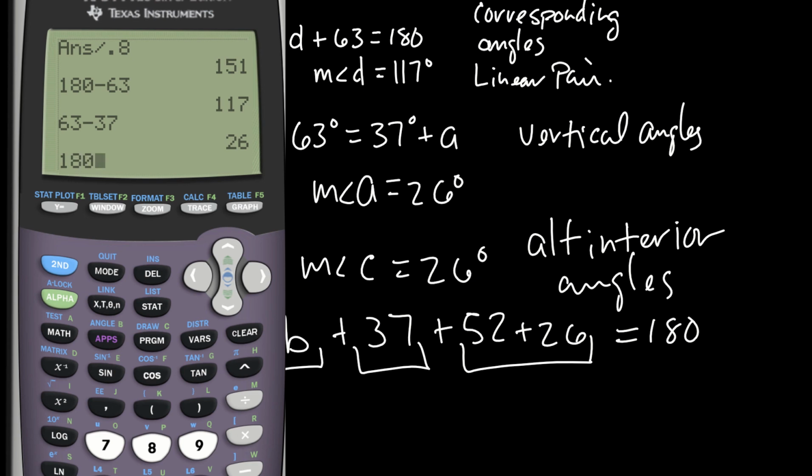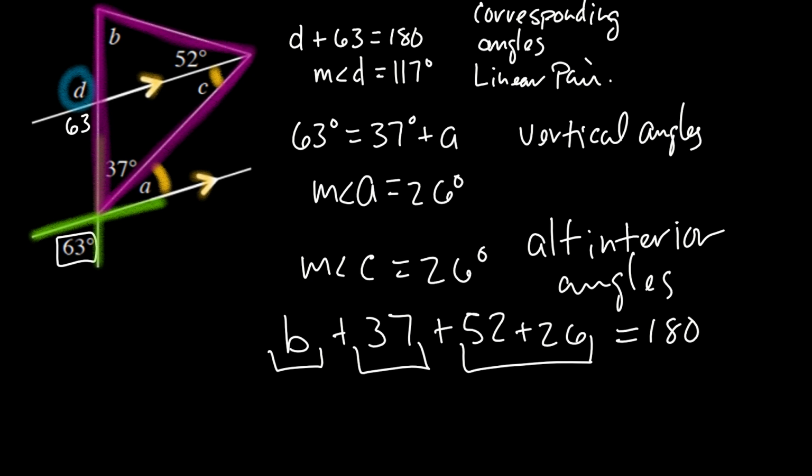So I'm just going to again rely on my friend, the TI-84 Plus. Take the 180, subtract from that 37, subtract from that 52, and subtract from that 26, and I get exactly 65. So the measure of angle B is 65 degrees.